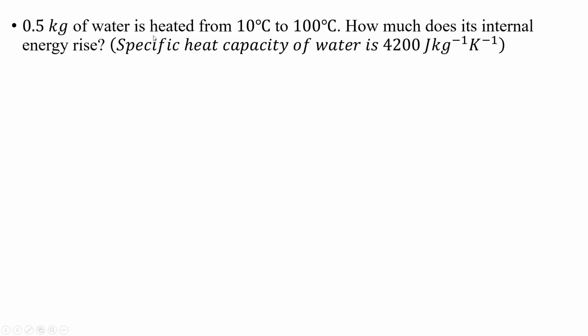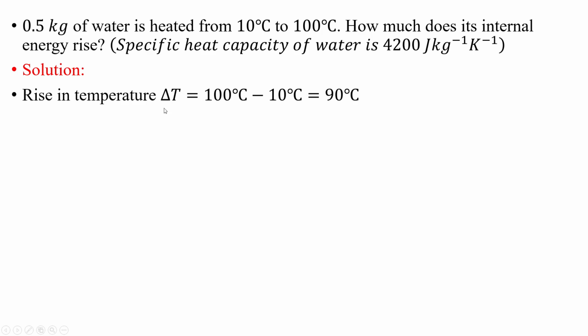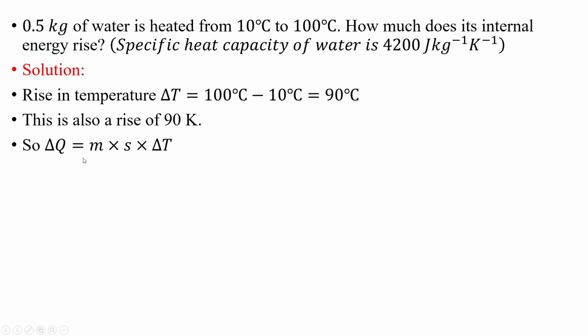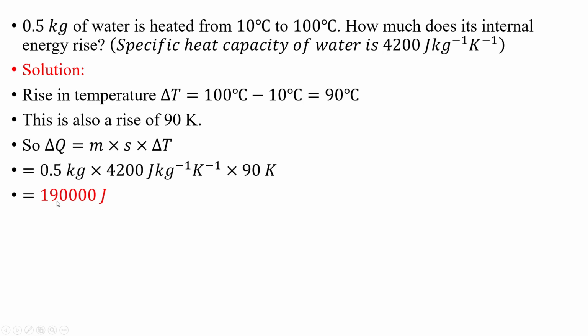0.5 kilogram of water is heated from 10 degrees Celsius to 100 degrees Celsius. How much does its internal energy rise? Given specific heat capacity of water is 4,200 joule per kilogram per Kelvin. We know that the rise in temperature is 90 degrees Celsius, and 90 degrees Celsius is equal to 90 Kelvin. Putting the values in the formula of heat energy, we get the final value to be about 190,000 joule.